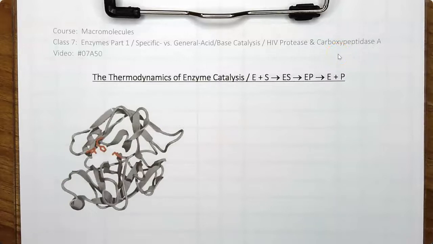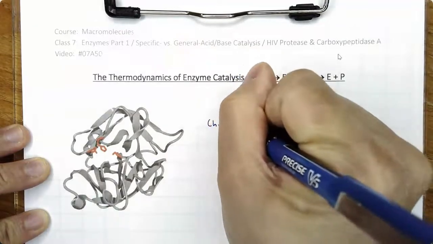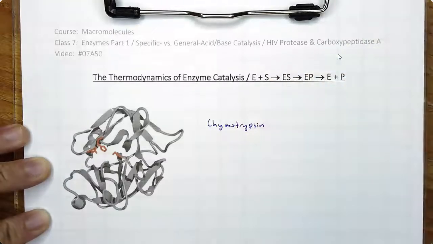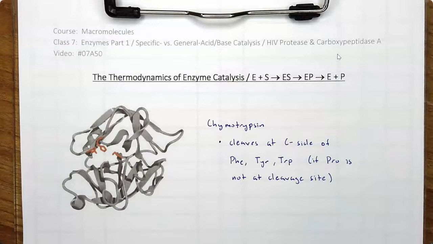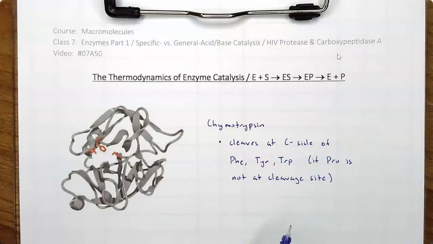This enzyme is chymotrypsin, and why don't we jot down some notes on what we remember about chymotrypsin. We should remember that chymotrypsin is a protease that cleaves at the C side of the aromatic amino acids phenylalanine, tyrosine, and tryptophan. But there's a disclaimer: if proline is at the C side of each one of these three, then chymotrypsin will not work.